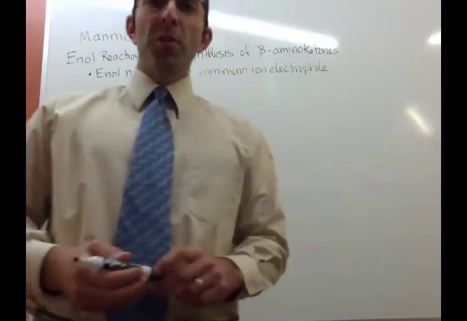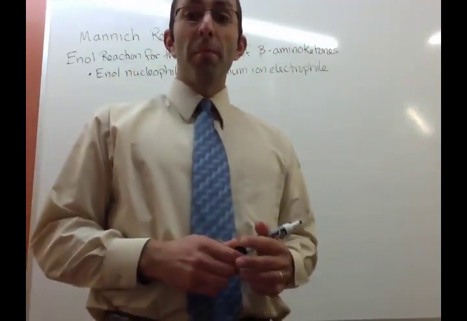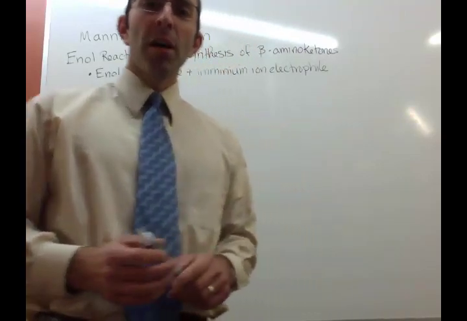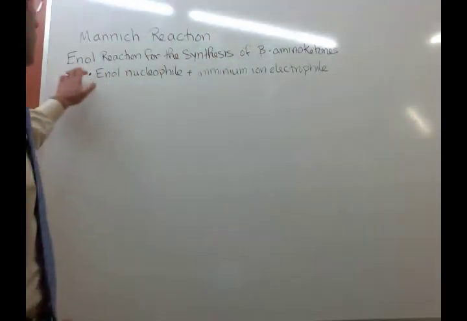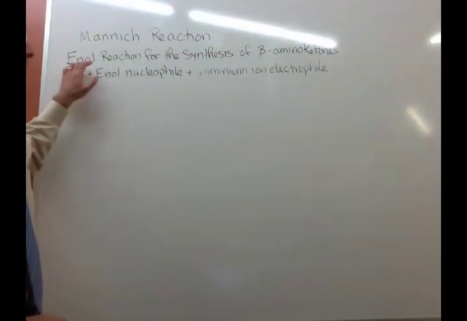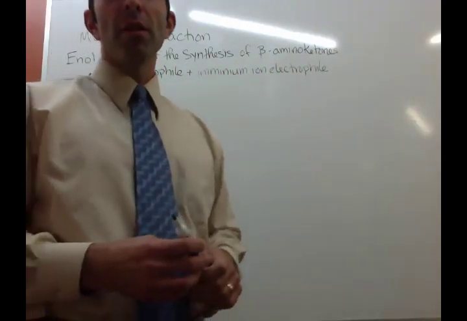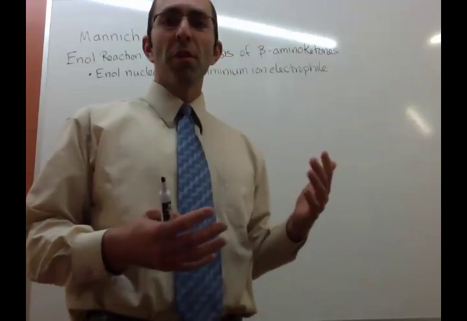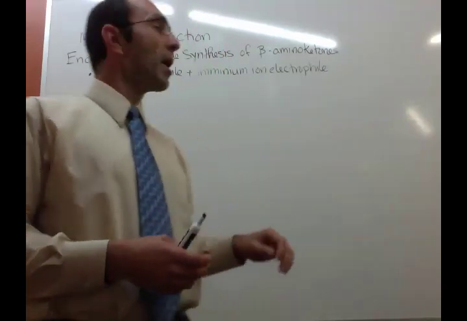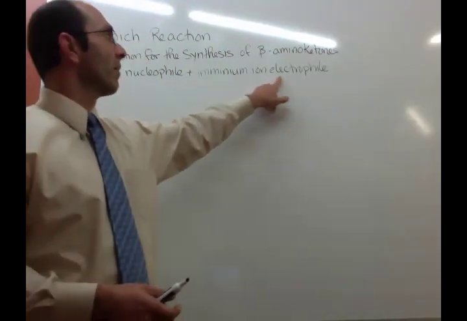So one of the reactions you're going to need for the problem set that you do on Monday is the Mannich reaction. And this is a reaction of enols that enables you to make beta amino ketones. So we've done lots of enolate reactions to make different carbon-carbon bonds. In this reaction, we're going to use iminium ion electrophiles.